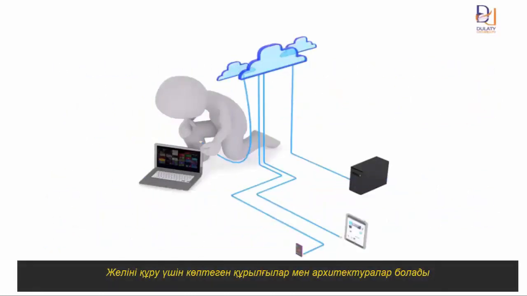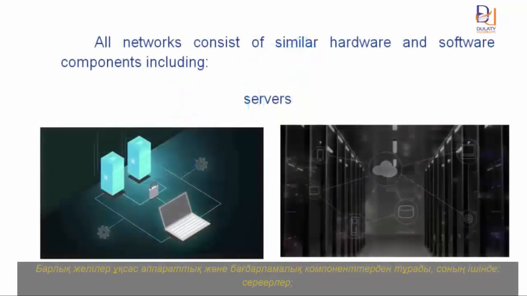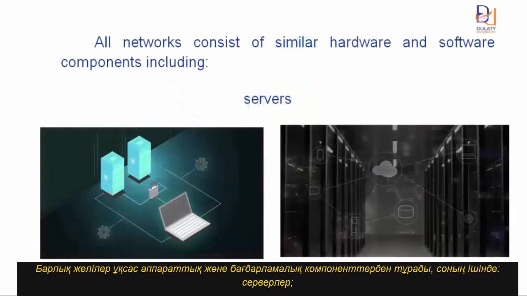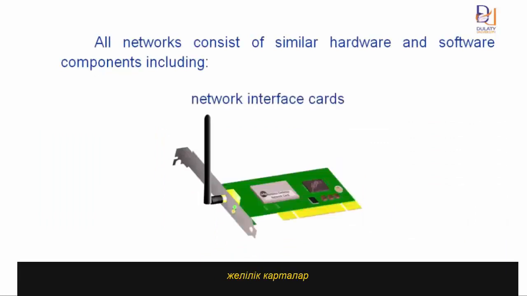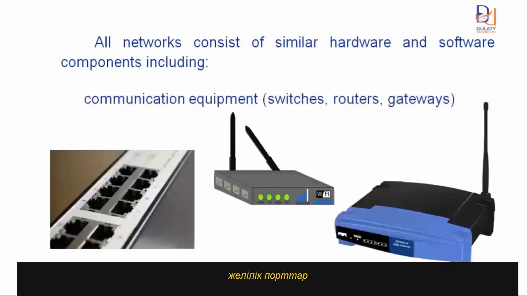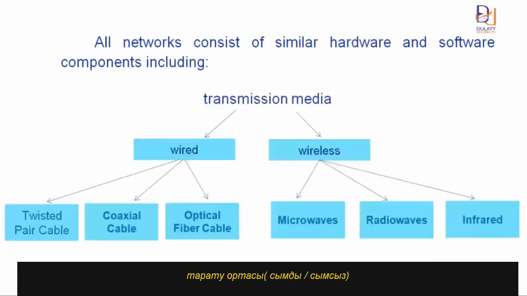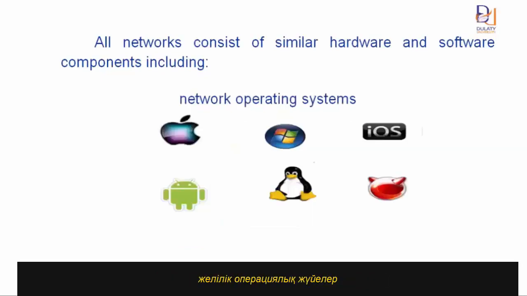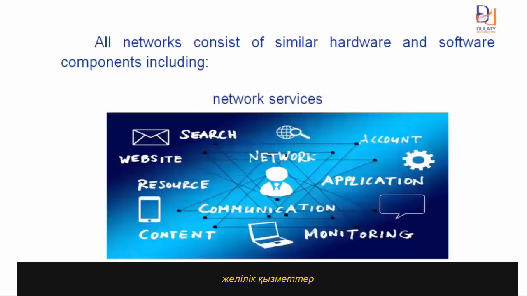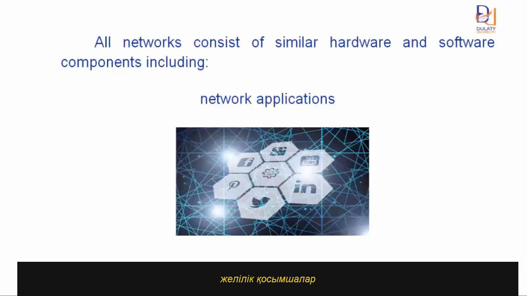Though there is a large number of devices and architectures for creating a network, all networks consist of similar hardware and software components, including servers, workstations, hubs, network interface cards, network ports, communication equipment such as switches, routers, gateways, transmission media, wire or wireless, software drivers, network operating systems, network services, network applications.